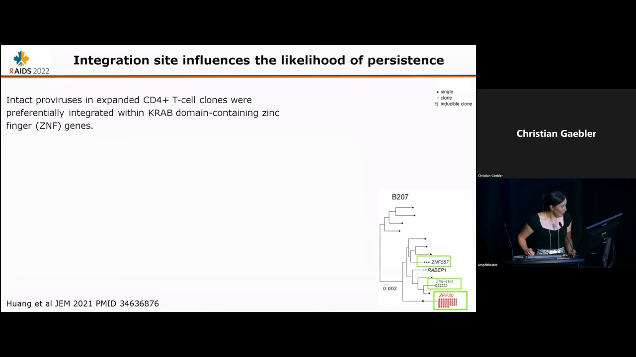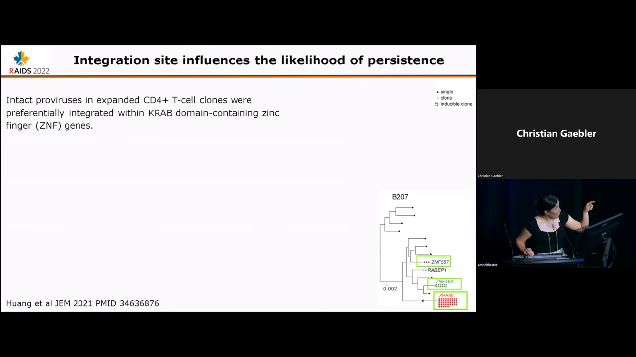I just wanted to show a little bit of data from a couple of recent studies. First, showing that integration site in the human genome may influence the likelihood of persistence. This is some data from a paper by Lillian Cohn's group published last year. They looked at expanded CD4 positive T cell clones in people that had these expanded clones, and they looked at the integration site. They found that these proviruses were not randomly integrated everywhere into the genome, but rather were integrated into specific places, specifically within KRAB domain containing zinc finger genes.